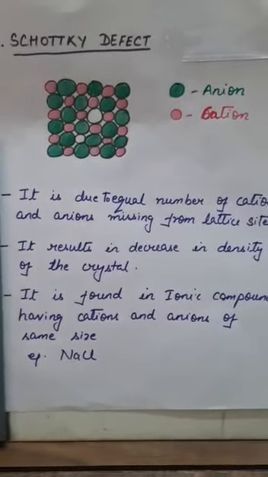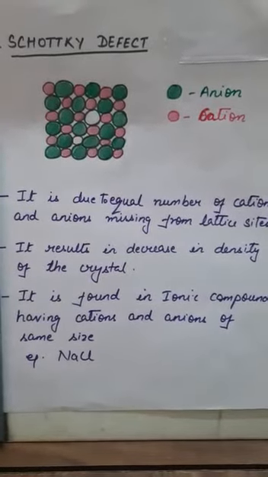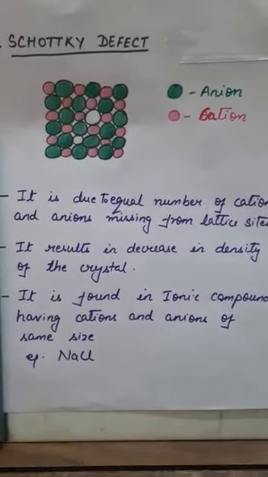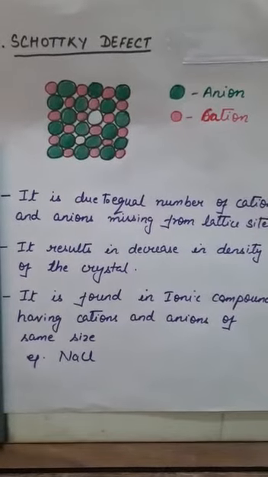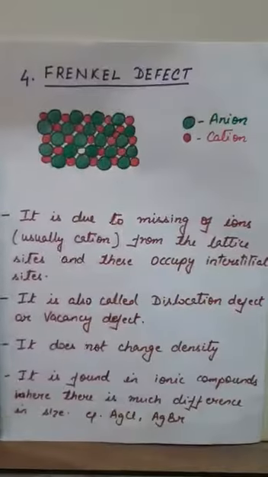Now, where sizes of anion and cation are almost similar, this defect is well known. The best example is NaCl. Na+ and Cl-, they are almost of similar sizes.